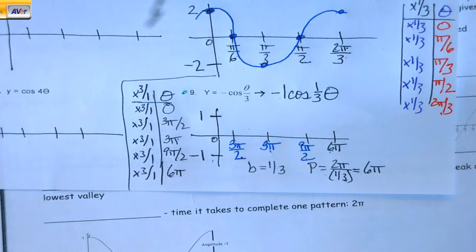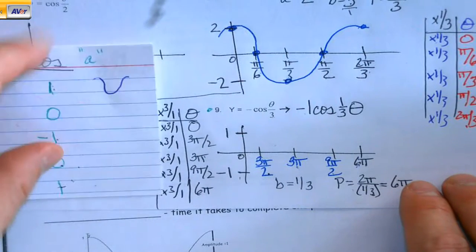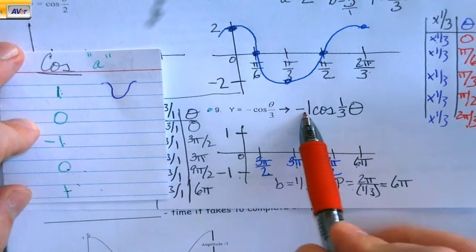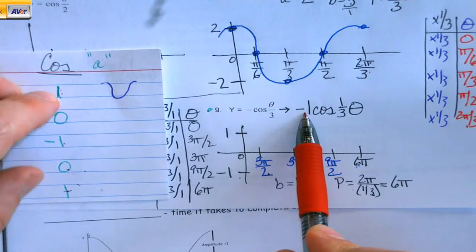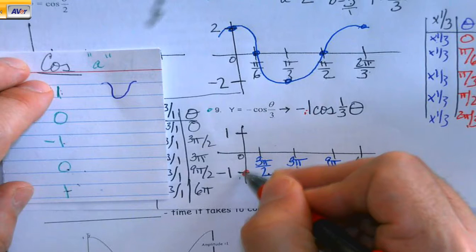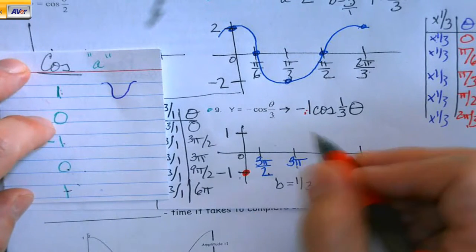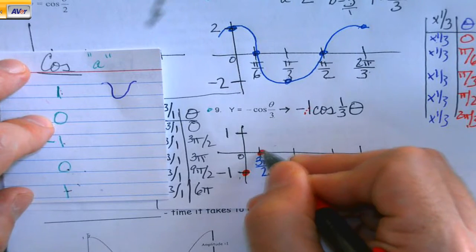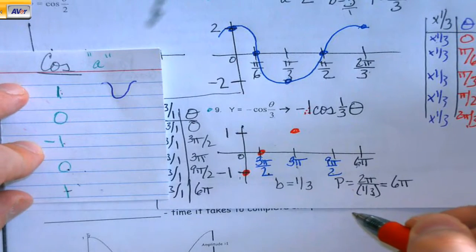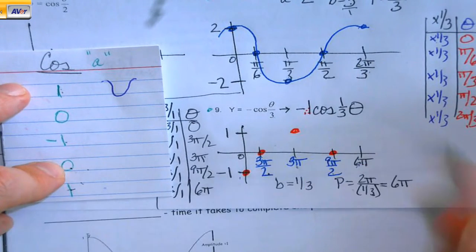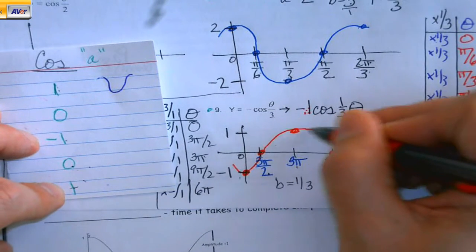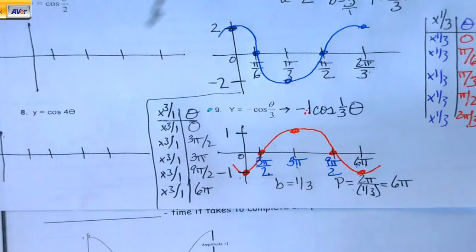And so the only thing I've got left now to do is to go through and multiply my cosine values by -1. So -1 times 1 would be -1. 0 times -1 would be 0. -1 times -1 would be +1. 0 times -1 is 0. 1 times -1 is -1. I get my graph.